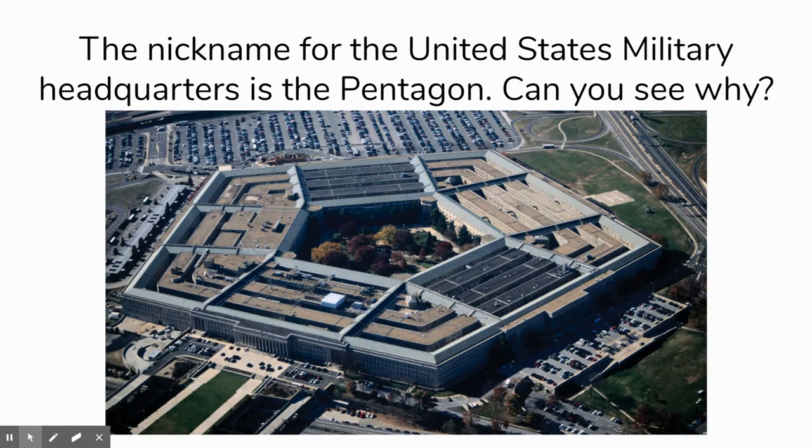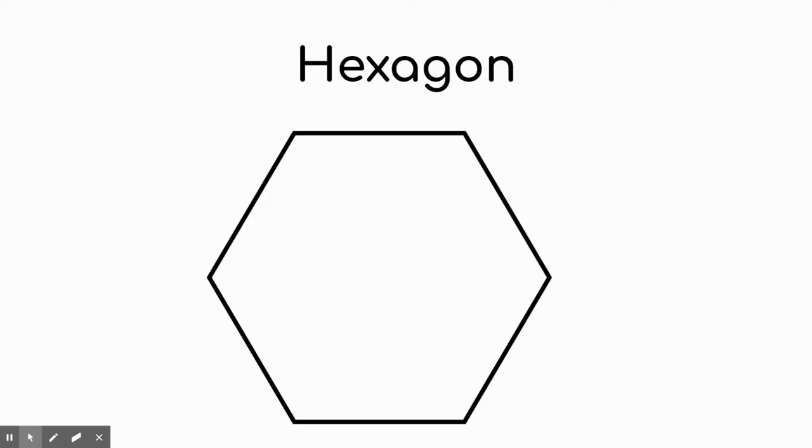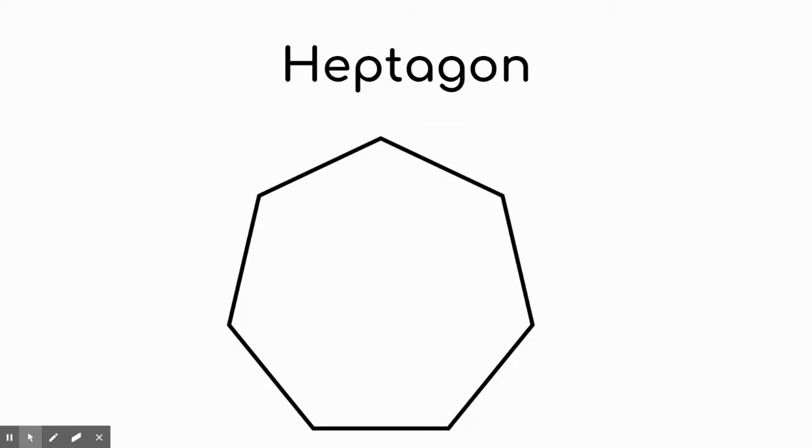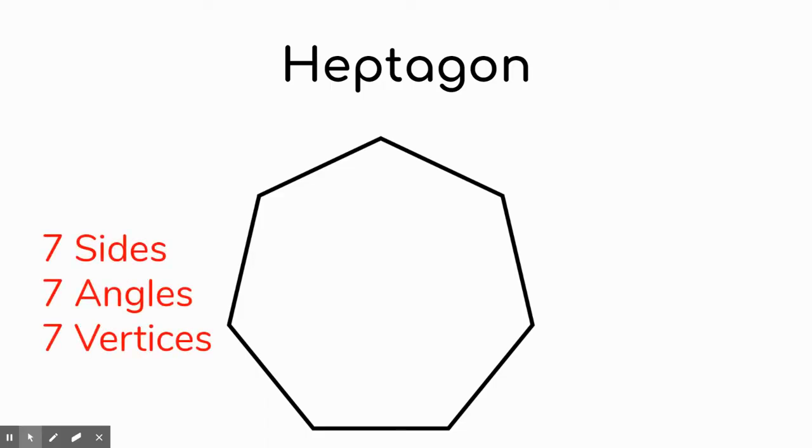After pentagon, we have hexagon. And hexa means six. Six sides, six angles, six vertices. Moving on. After hexagon, we have heptagon. And hepta means seven. Seven sides, seven angles, seven vertices. So hepta means seven. That's another Greek word. So in Greek, hepta means seven, gon means sides, seven sides.